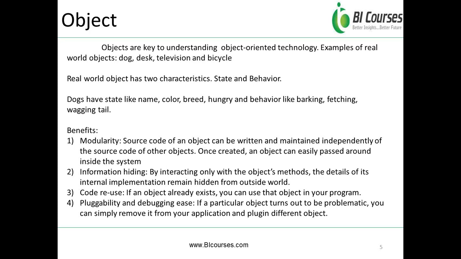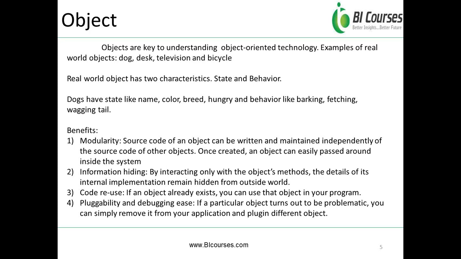Modularity. Source code of an object can be written and maintained independently of the source code of other objects. Once created, an object can easily be passed around inside the system. Next, information hiding. By interacting only with the object's methods, the details of internal implementation remain hidden from the outside world. If you look at here, the name, color, breed, we need not expose the state of that particular object to the external world.